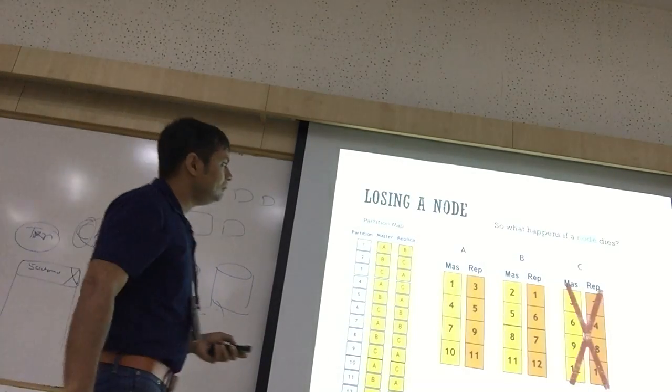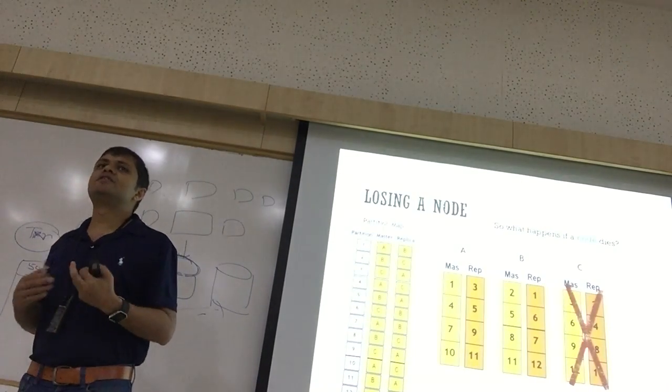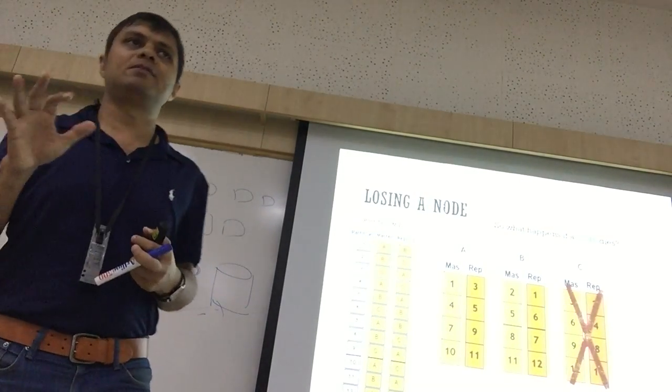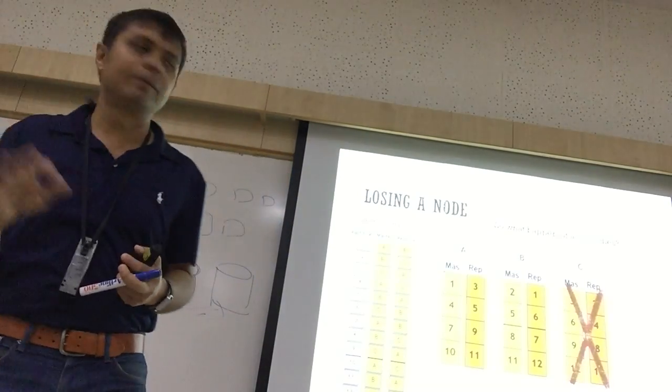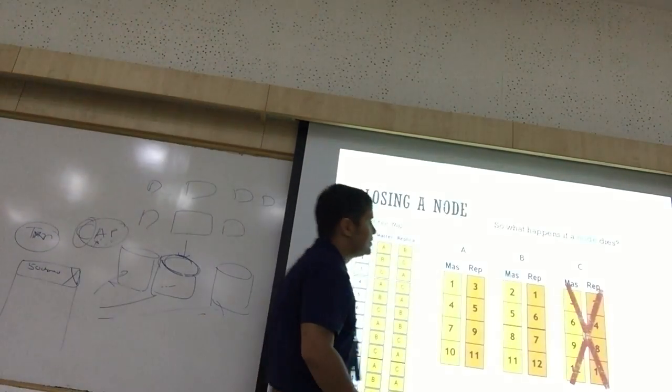Okay. So what happens when a node C goes down? This is the power of a NoSQL system, not just Aerospike, most NoSQL databases. What happens when C goes down?